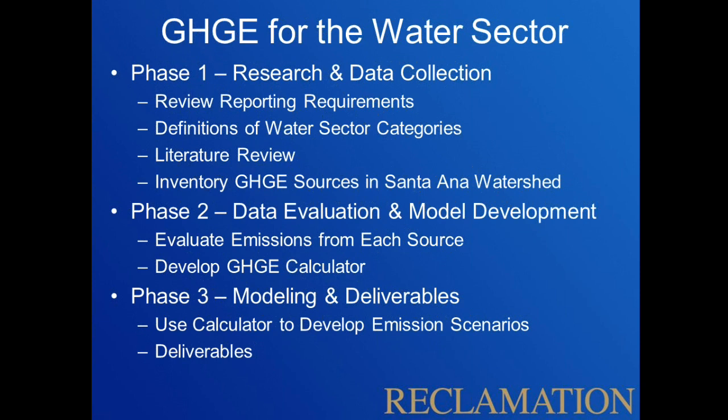Okay. So the project was done in 3 phases. Phase 1 of the project was research and data collection. Did a large literature review, but also a review of the reporting requirements in the scoping plan. Defined categories for the water sector and inventoried greenhouse gas emissions from the Santa Ana watershed. Now during this phase, I realized that it is very, very challenging to collect detailed data on flow through all of the different water sectors.